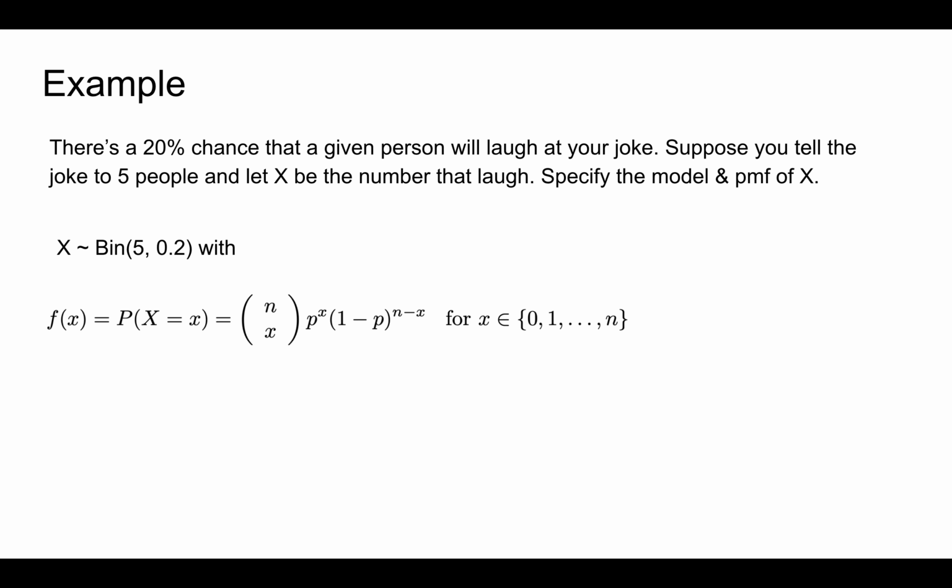Thus, we can plug these parameters into the general binomial PMF here to get the PMF for our variable x. The result, when we plug in n equals 5 and p equals 0.2, is this: 5 choose x times 0.2 to the x times 0.8 to the 5 minus x, for any number of successes x from 0, 1 on up to 5.